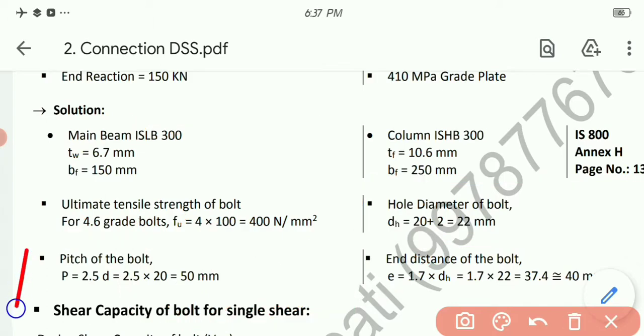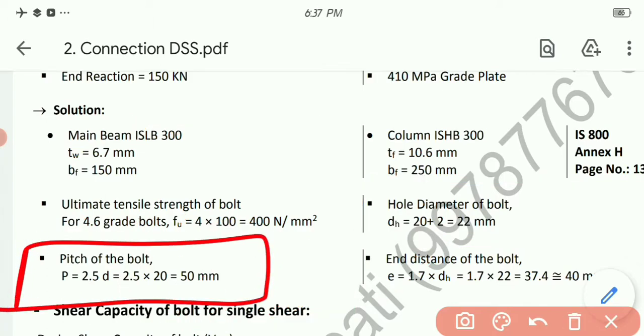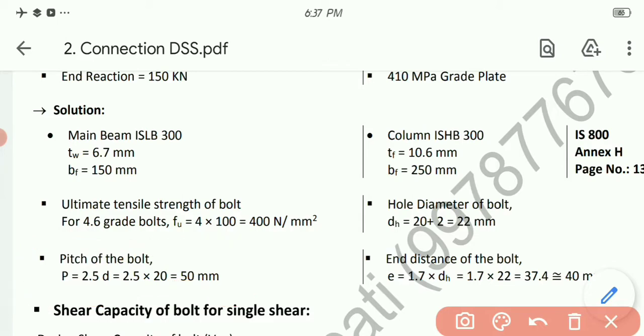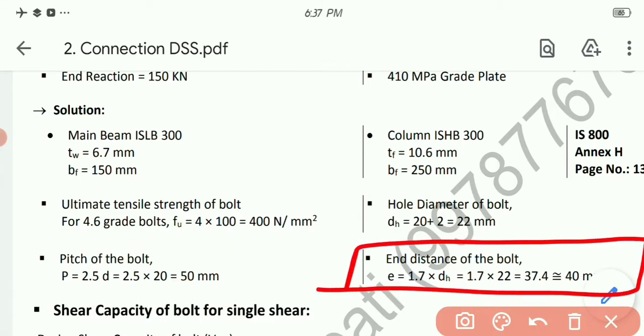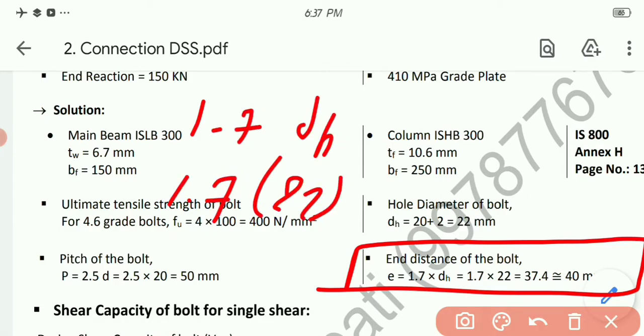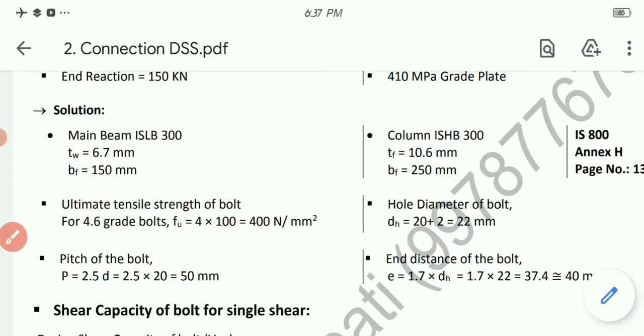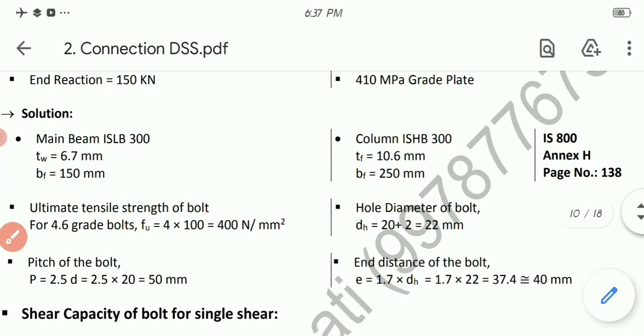Then pitch: the formula on page number 73 is 2.5 times D. The diameter is 20 mm, so 2.5 times 20 gives 50 mm. For end distance, page number 74, the formula is 1.7 times DH. DH is 22, so 1.7 times 22 gives 37.4. Let's take the round figure, 40 mm. So we have calculated all the parameters regarding the sketch.